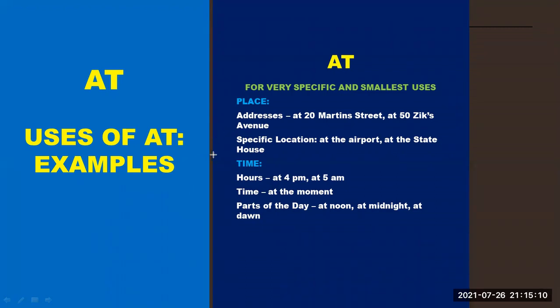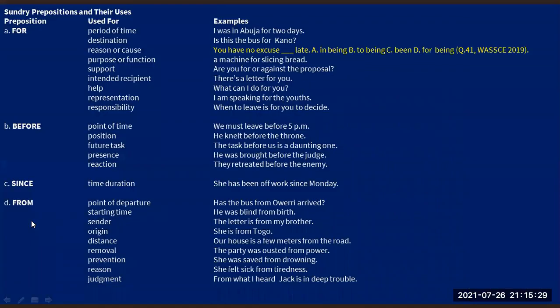All right, so these are the uses of the three main prepositions. Of course, these are the more common prepositions, but we are going to look at a whole lot of others. Now, here we are. All right.